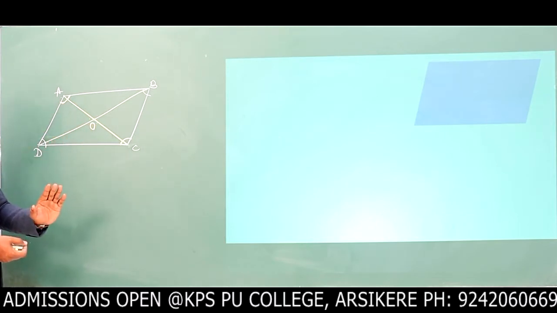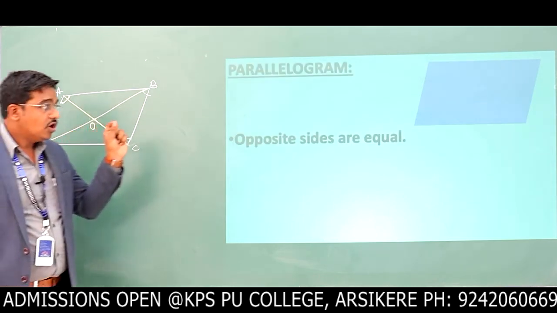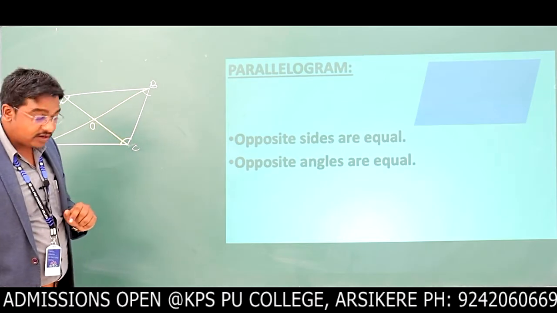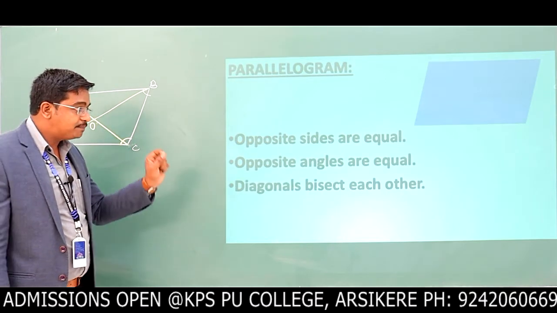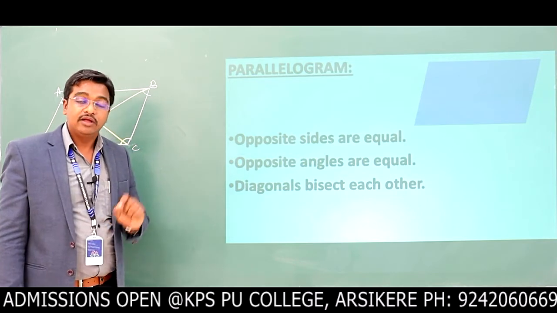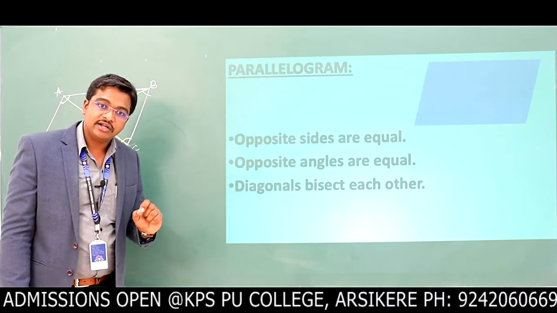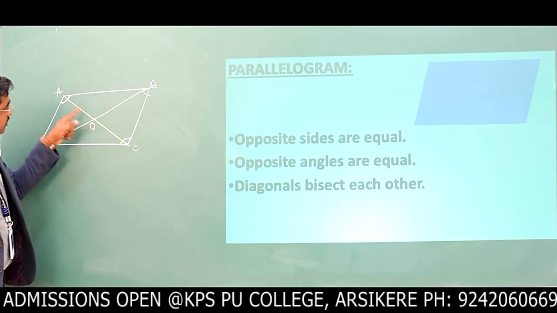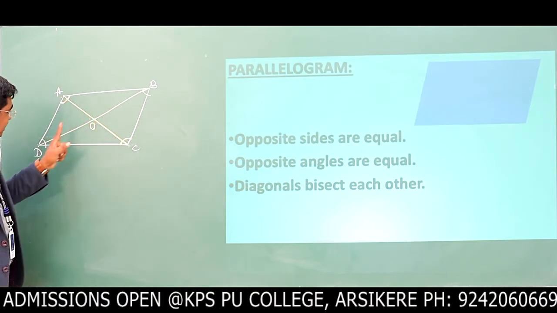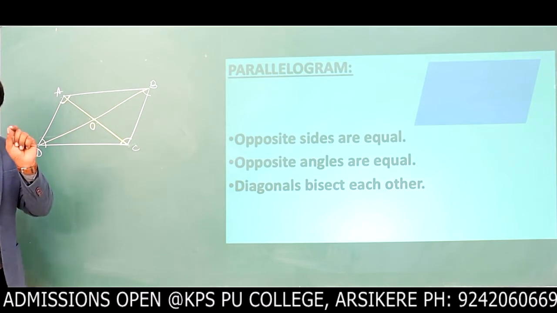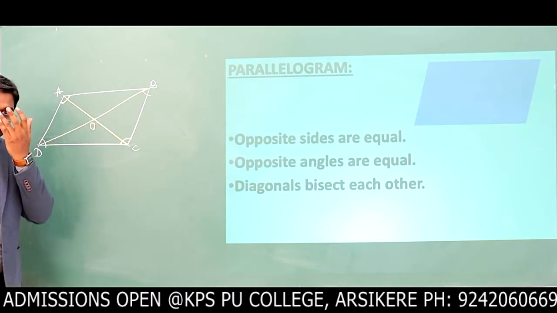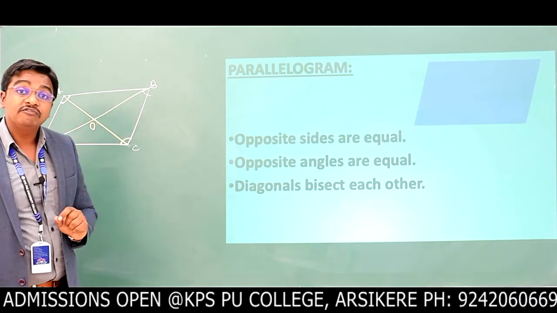This is the difference. Okay, let's look at the properties of a parallelogram. Opposite sides are equal, opposite angles are equal, and the third one, diagonals bisect each other. This point of intersection becomes the midpoint for the diagonals AC and BD. This midpoint is common to both BD as well as AC. This is the properties of a parallelogram.